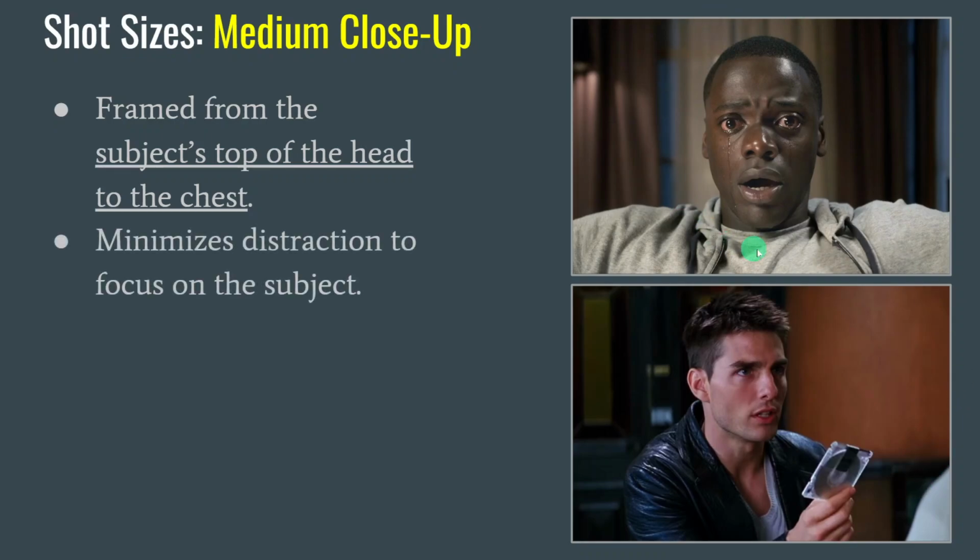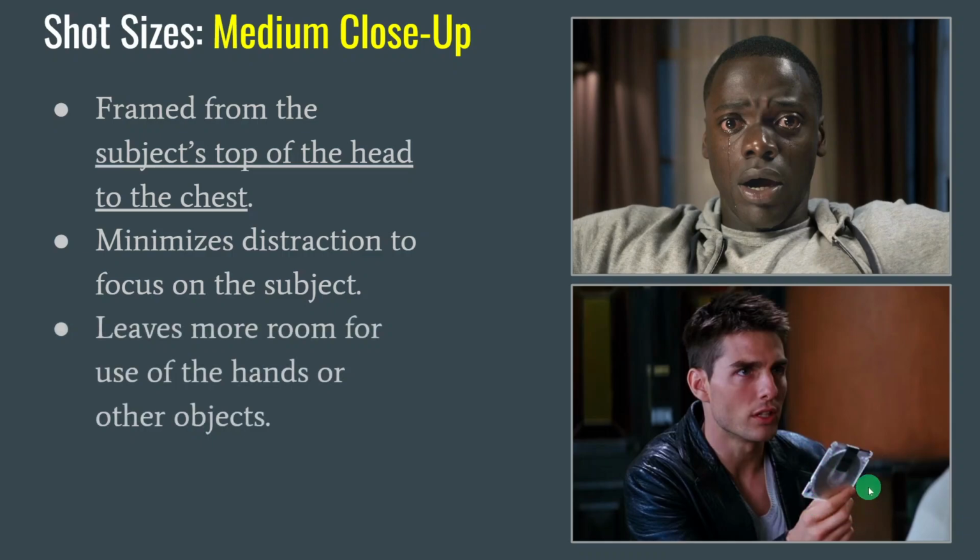Again, it minimizes distractions, allowing us to get closer and focus on the subject without the background getting distracting. And it also leaves room in case the subject is holding something. So if they have something important in their hands, in the video it talks about Thanos and his Infinity Gauntlet doing the snap. The medium close-up allows room to focus on the person and what's in their hand and not be distracted by the background.